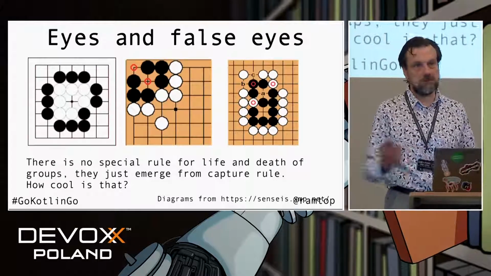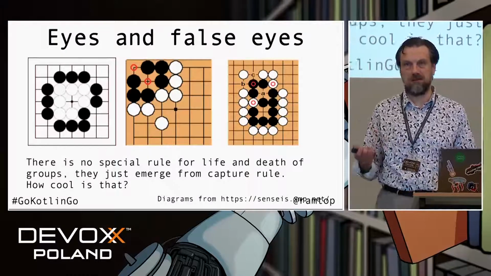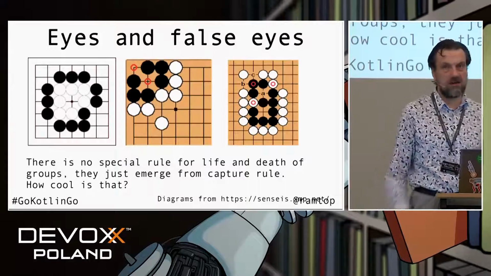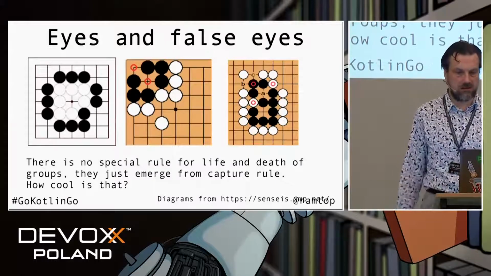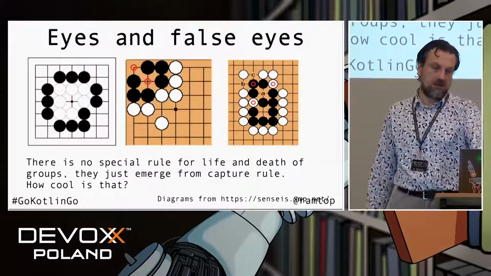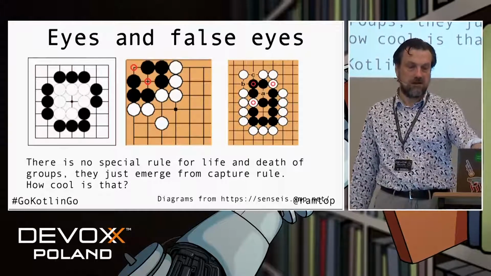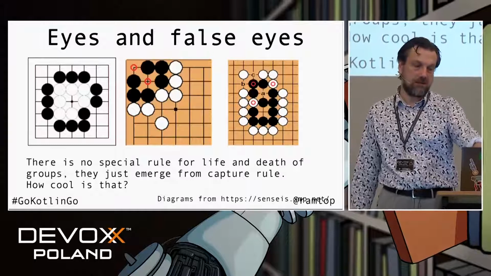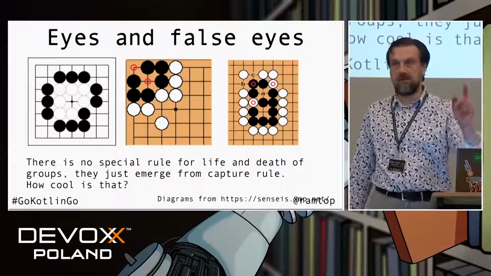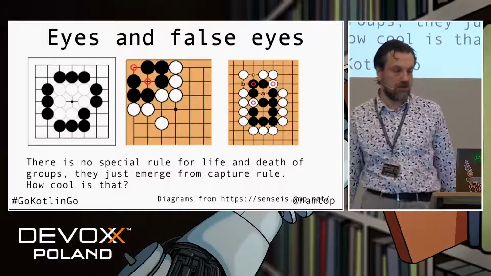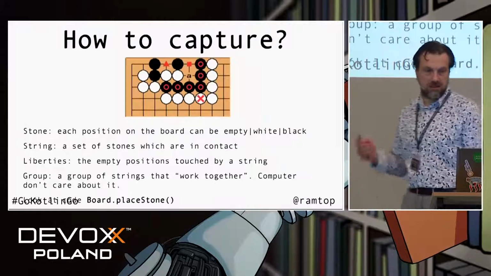And the player's goal is basically to figure out how to make shapes that are alive and kill the adversary's shapes. The last one is a shape that seems alive, but is not really alive, because if white fills B and C, then it can also fill A and kill. So it's called a false eye. But okay, that's enough.